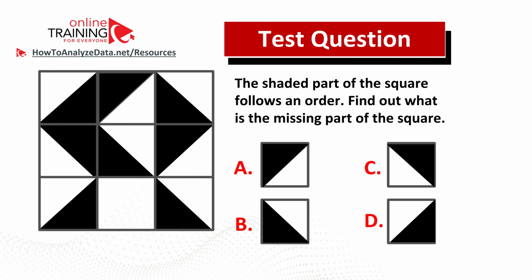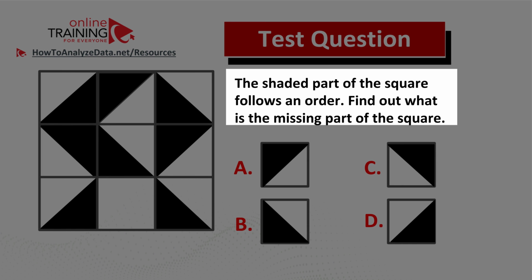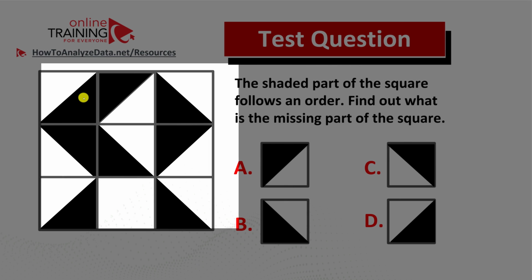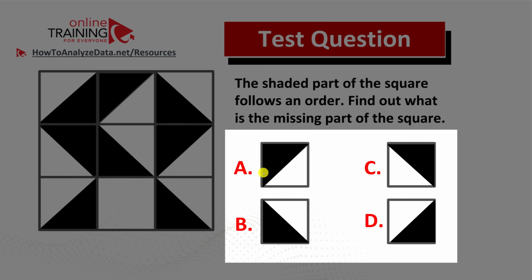The question here is quite tricky, but I would like to show you the solution, which, as you will see, is quite simple. Follow the order of the shaded part. Find out what is the missing part of the square, and you're presented with a 3 by 3 square. And one box inside the square on the lower part in the middle is missing. You need to pick a replacement square out of 4 possible choices. Choice A, B, C, and D.